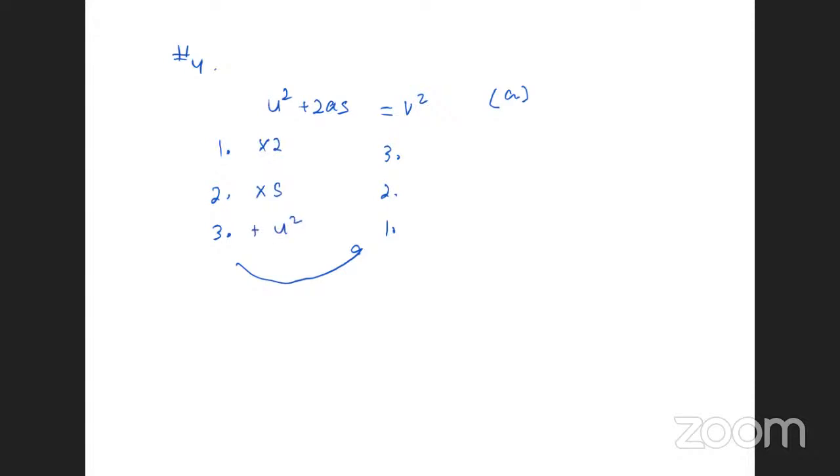Let's do the reverse now. With minus u squared, we're going to divide by s, and then we're going to divide by 2. So a will be equal to b squared. What do we do? Minus u squared, then divide by s, and divide by 2 as well. And that's it. That's the way you make the subject of the formula.